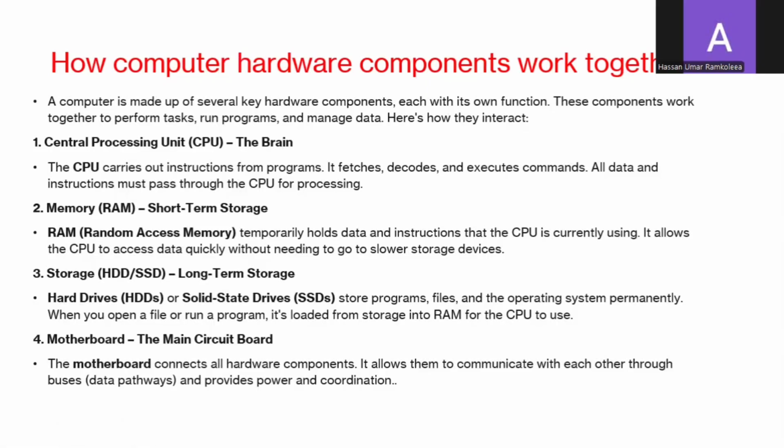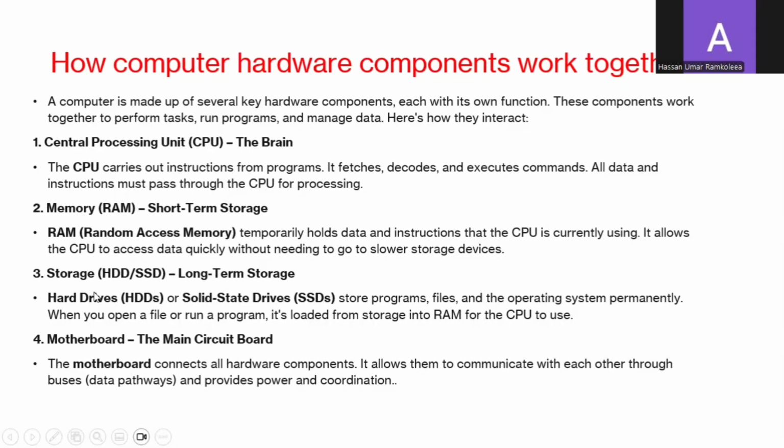The second one is the memory, RAM, short-term storage, and we can also call it the random access memory. It temporarily holds data and instructions that the CPU is currently using. It allows the CPU to access data quickly without needing to go to slow storage devices.